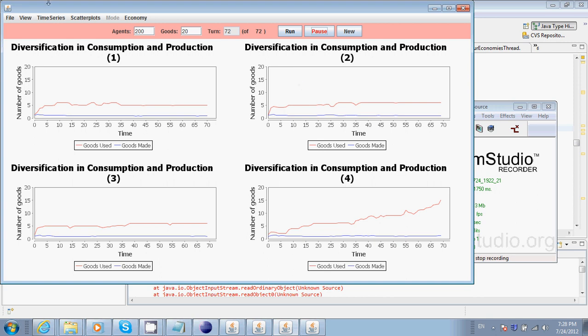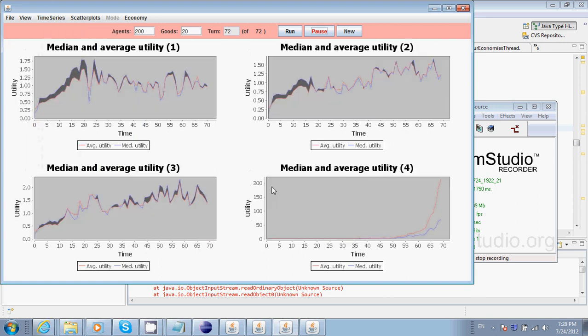But this shows average utility, so again, the 40% economy, they've made a breakthrough, broken through into rapid economic growth. The others are all kind of stuck. Not much increase in utility.